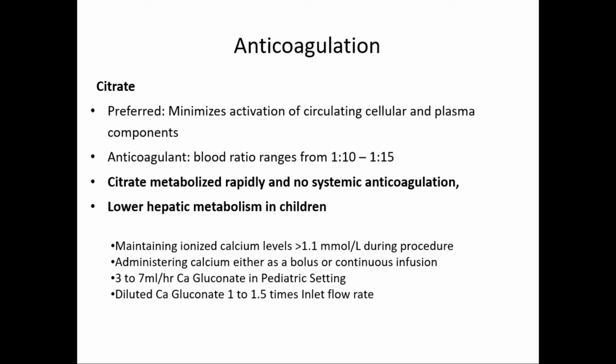But the problem in children, or in a low blood volume individual, is that the liver has a lower hepatic metabolism capacity for citrate. So pediatric patients end up with more citrate toxicity than adults for the same amount of blood volume processed. During the procedure, it is our responsibility to monitor the ionized calcium levels and ensure they are above 1.1 millimoles. So it's always better to give calcium prophylaxis, either as a bolus or as a continuous infusion.